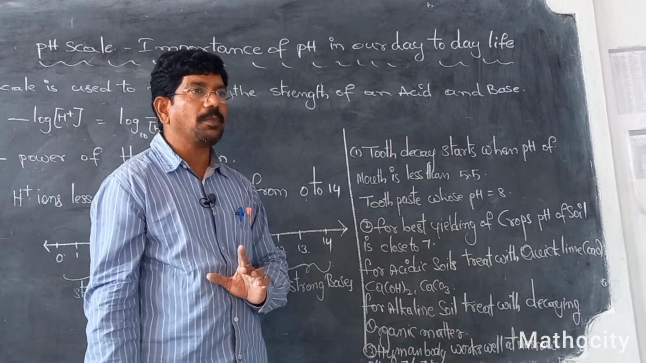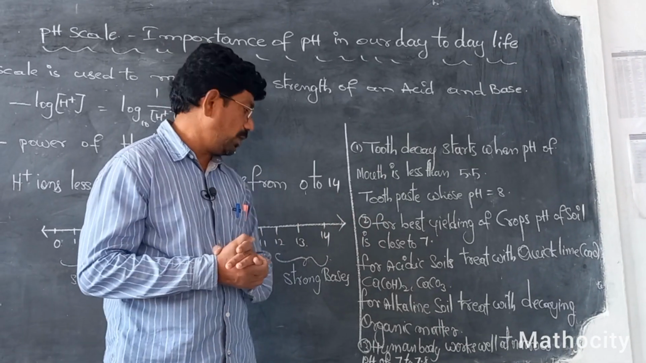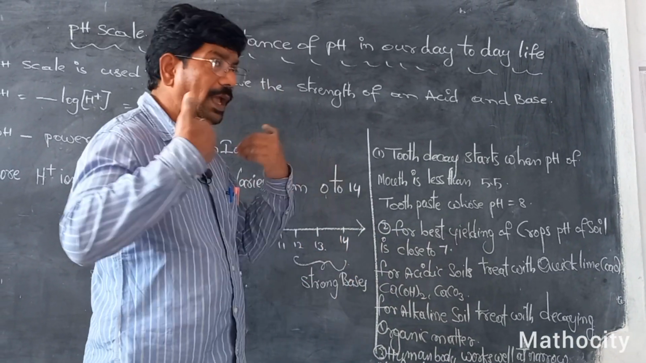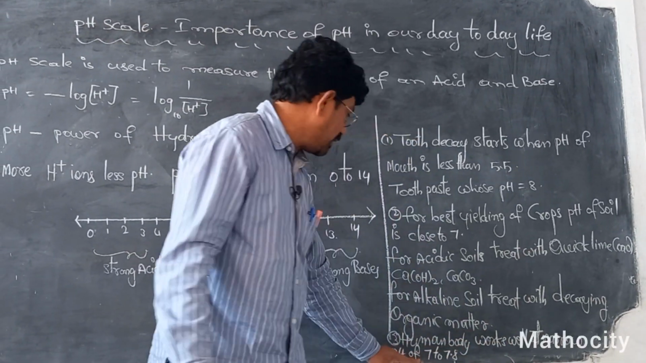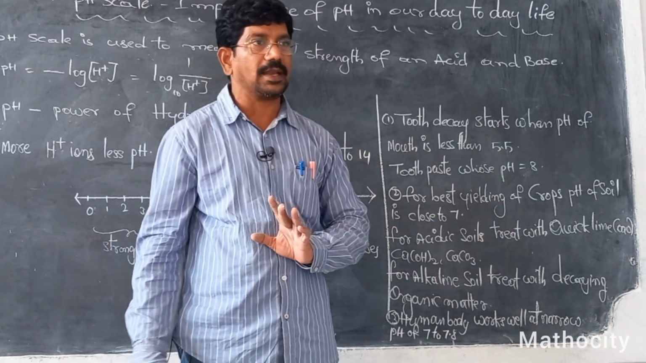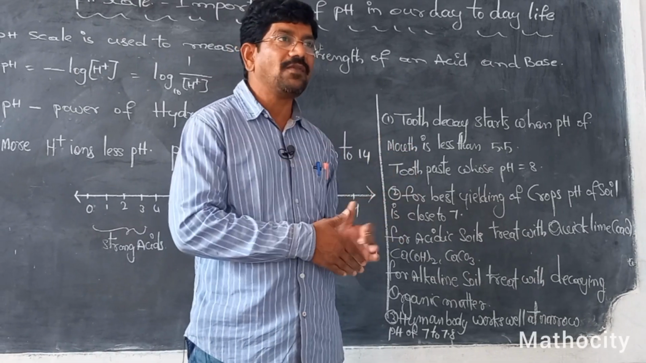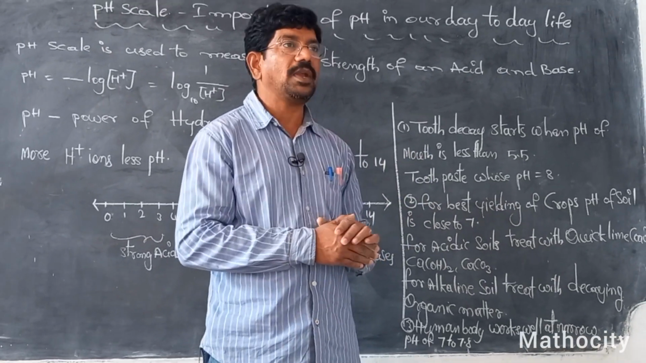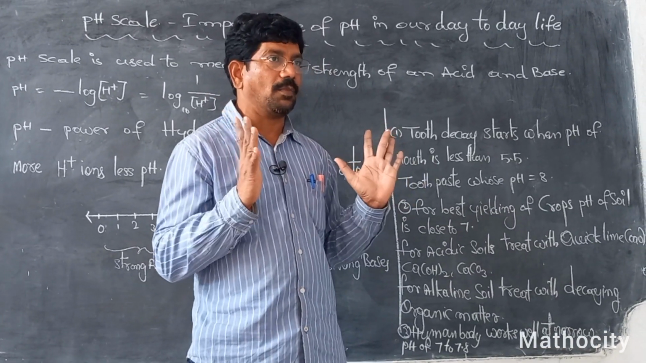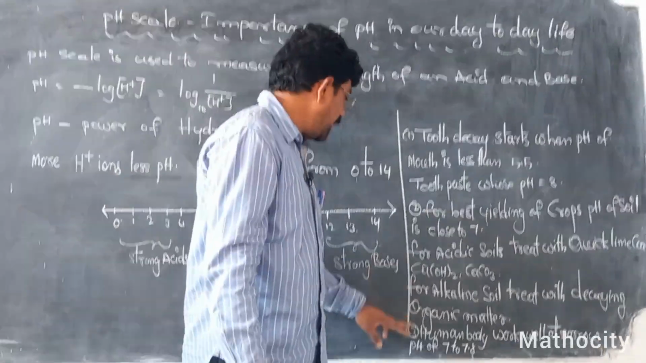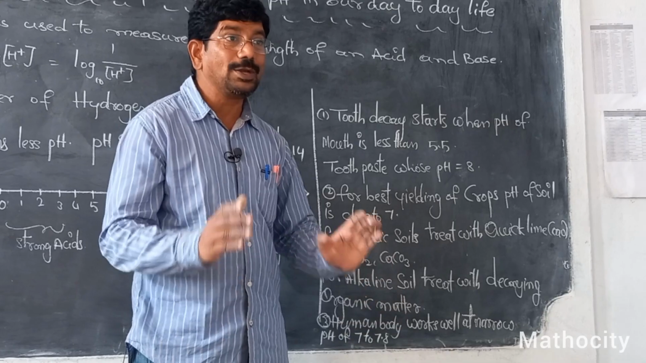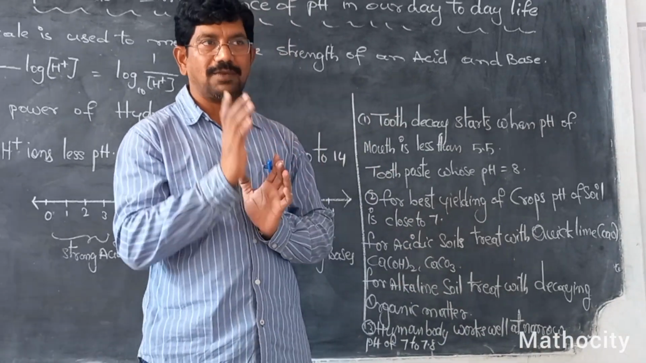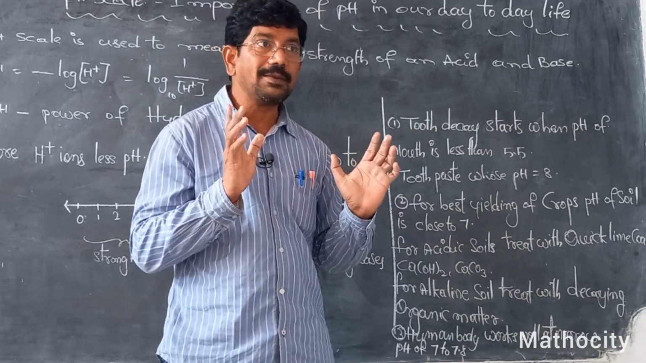Decaying organic matter like cow dung, like that. Are you clear? Next one, our human body also works at a narrow pH of 7 to 7.8. If it is less than 7, there is a problem. If it is more than that, there is a problem. Are you clear about that? So for a healthy person, the pH of the human body is 7 to 7.8. Are you clear about that one?